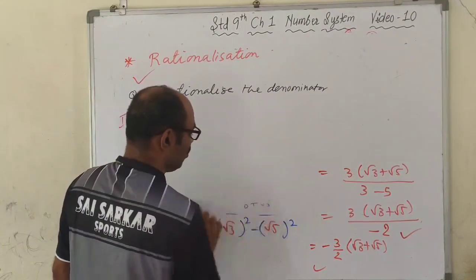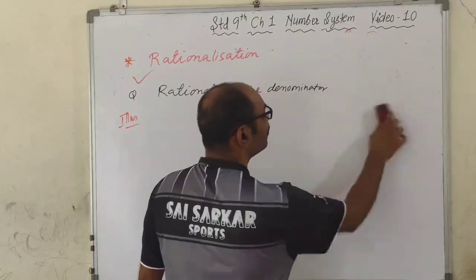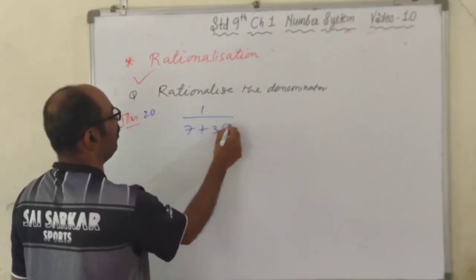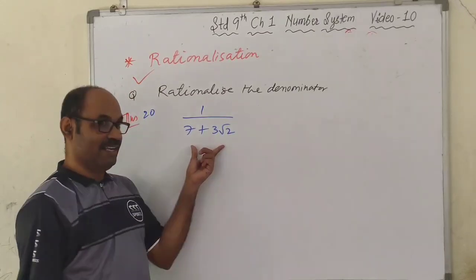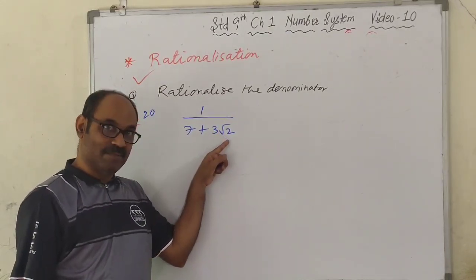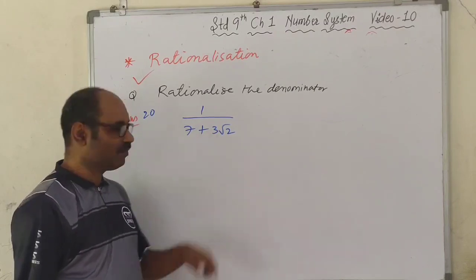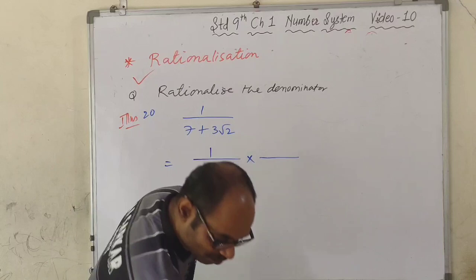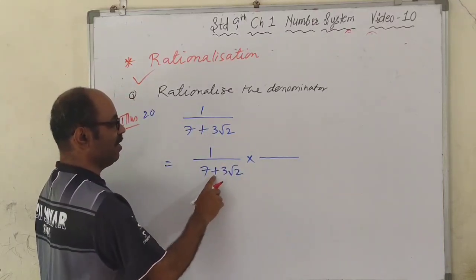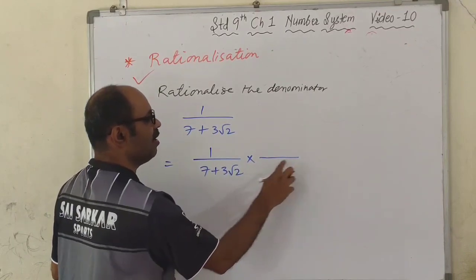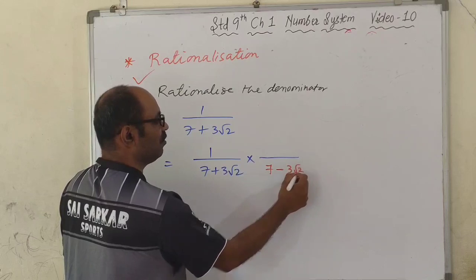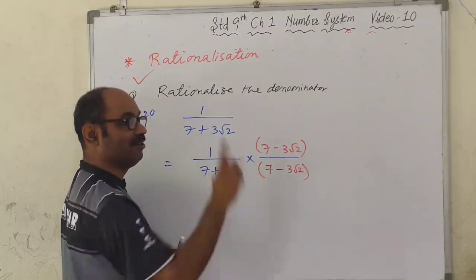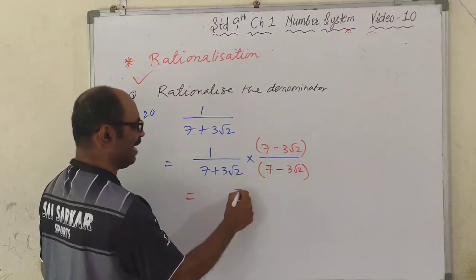Now, illustration number 20: one upon 7 plus 3 root 2. Very interesting. Denominator has a binomial, and in the binomial, the second term has the irrational number root 2. Correct? So that is equal to 1 upon 7 plus 3 root 2 multiplied by 1. But instead of 1, this binomial is a plus b, so I will write a minus b, where a is 7 and b is 3 root 2. Same thing I have to write up: 7 minus 3 root 2. So 7 minus 3 root 2 upon 7 minus 3 root 2 is that 1.